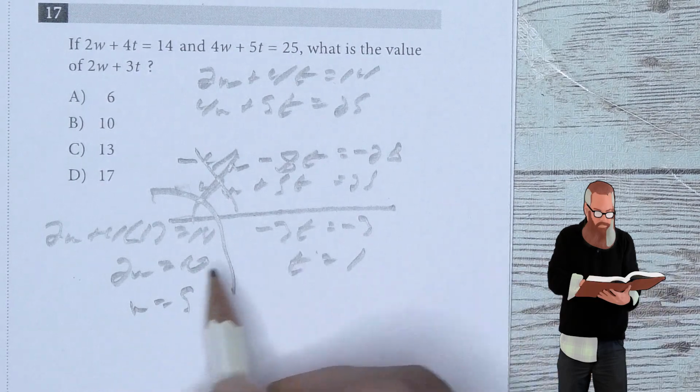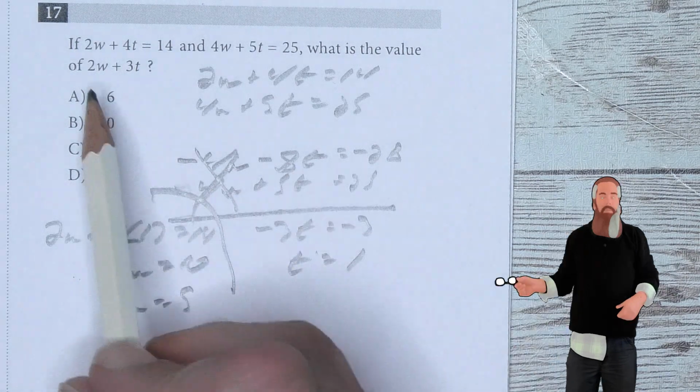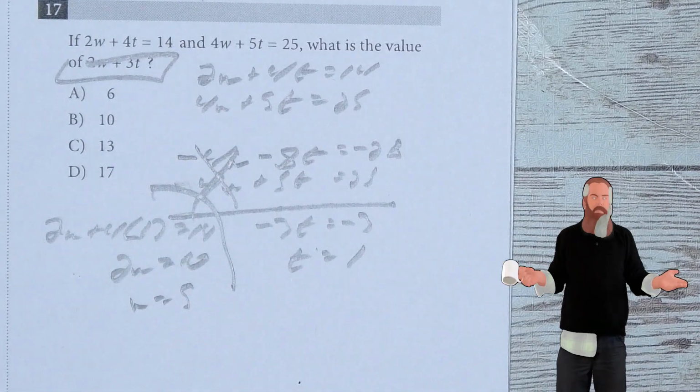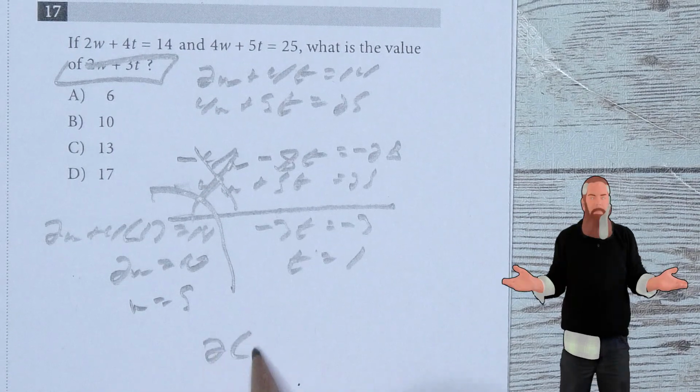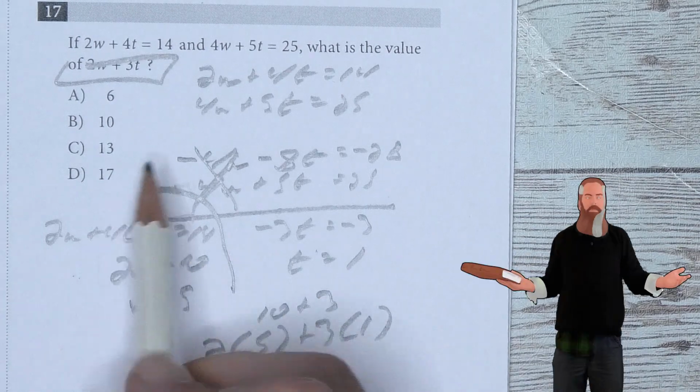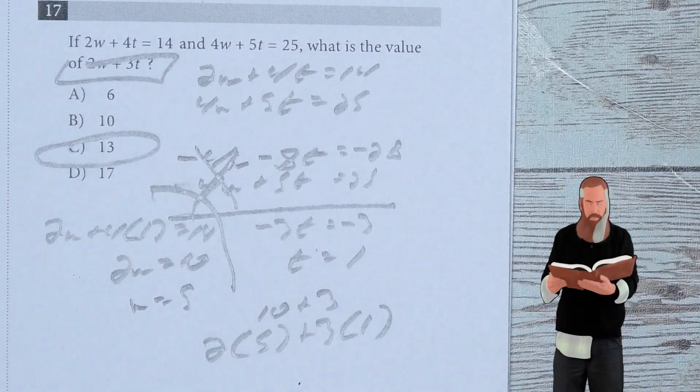Now I have a t value and I have a w value. It wants to know the value of 2w plus 3t. So 2 times 5 plus 3 times 1. That would be a 10 plus 3, meaning C is the answer at 13.